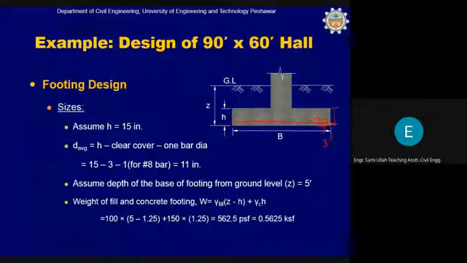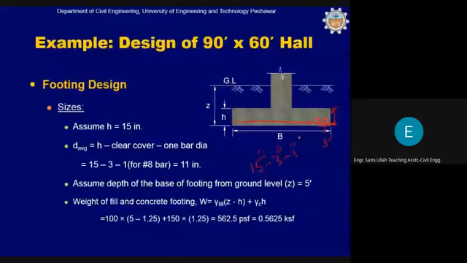Then assume depth of the base of the footing from ground level. This assumption will be practically based on the availability of the firm strata, solid strata below the ground level. It is not necessary that it will always be 5 feet. It can be 5 feet, 4 feet, 6 feet, depending on the availability of the firm strata. So in this particular case, we are assuming that the firm strata of soil is available at 5 feet.